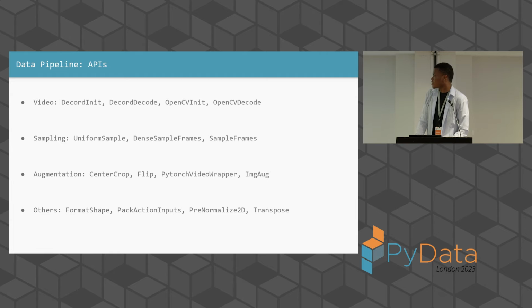There are a lot of other APIs, which include format shape, which I talked about earlier, pack action inputs, normalize, 2D, and transpose. There's a page which talks about those APIs. So if you're interested in them, you could take a look at those.